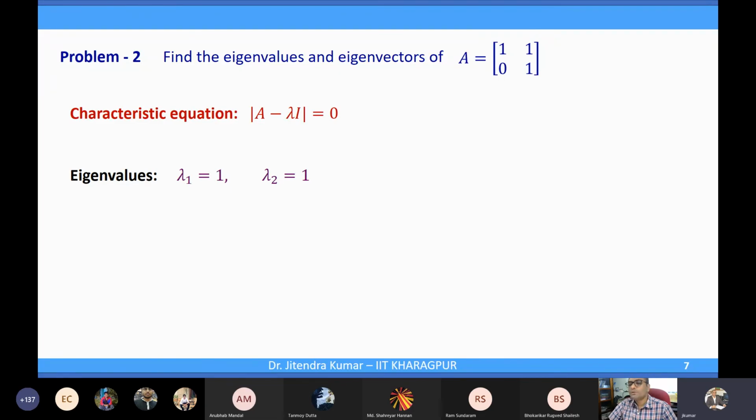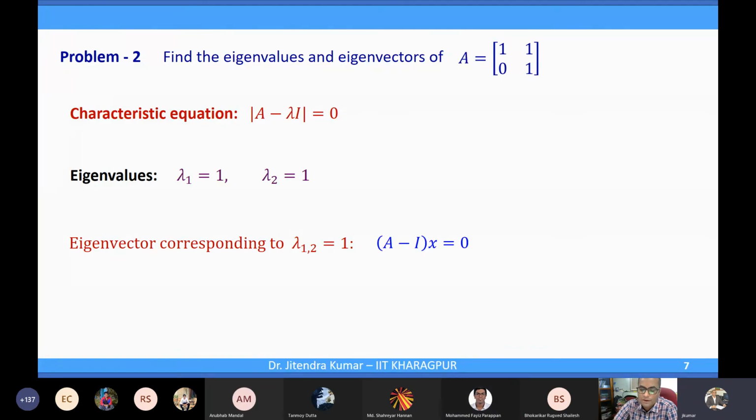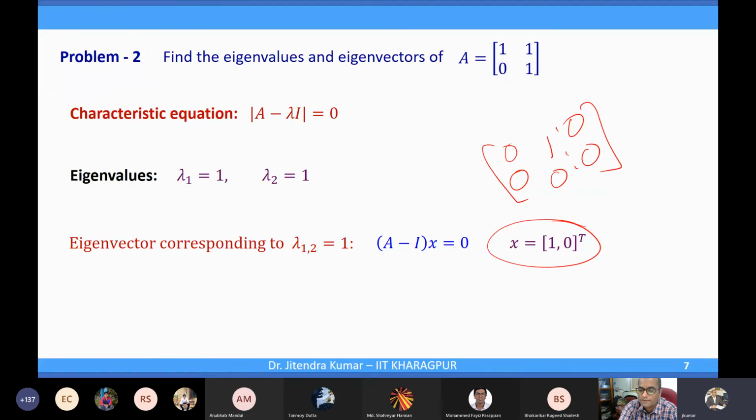Compute the eigenvector corresponding to 1. So (1, 0) is the eigenvector. Let me just see. You have (A minus I)x equal to 0. That's the equation which will get you the eigenvector. And then (1, 0) is the eigenvector, right? Yes, sir. Because A minus I is [0, 1; 0, 0]. This is going to be your augmented matrix.